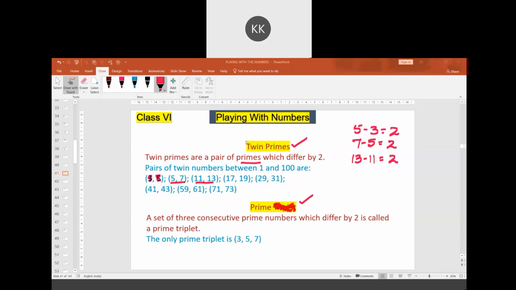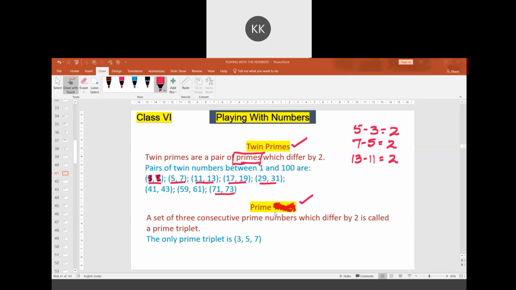But for defining twin prime, both the numbers have to be prime numbers. In co-prime numbers, that concept is not there. For twin prime, a combination of prime numbers only must be there. Look at this: 3, 5 are prime; 5, 7 is prime; 11, 13 is prime; 17, 19 is prime; 29, 31 is prime. Likewise, 71, 73 is also prime. Their difference is 2, so they are called twin primes.